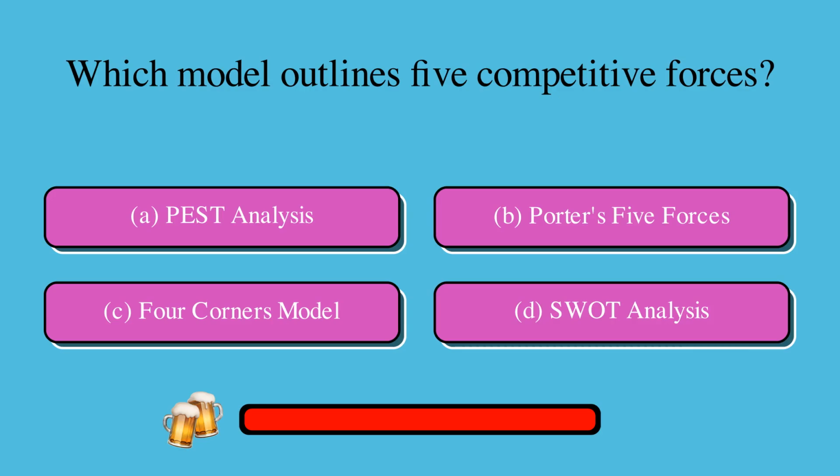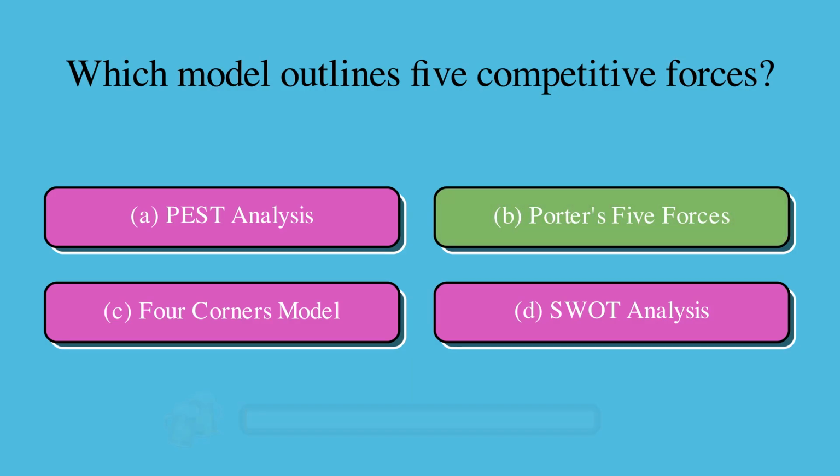Which model outlines 5 competitive forces? Is it A, PEST analysis, B, Porter's 5 forces, C, Four Corners model, or D, SWOT analysis? The correct answer is B, Porter's 5 forces.